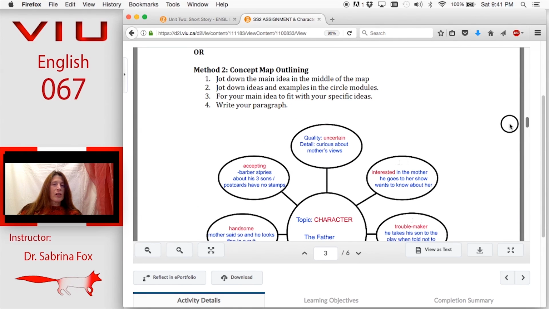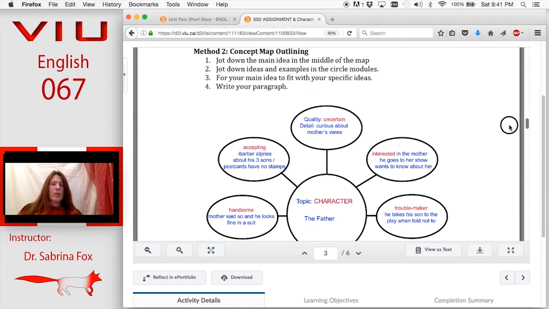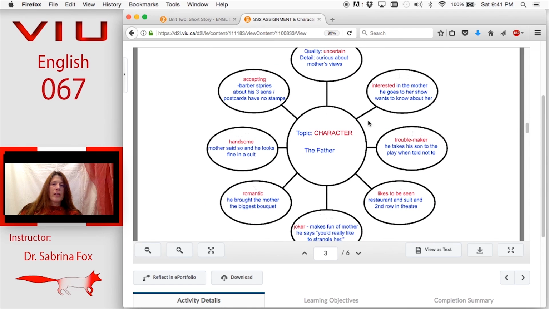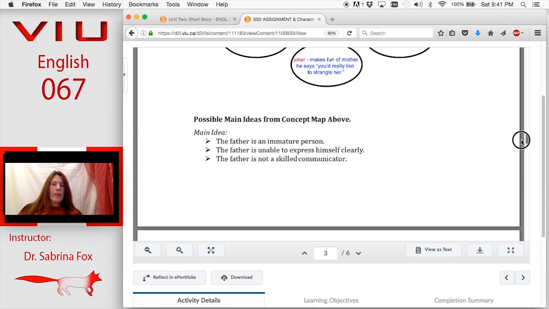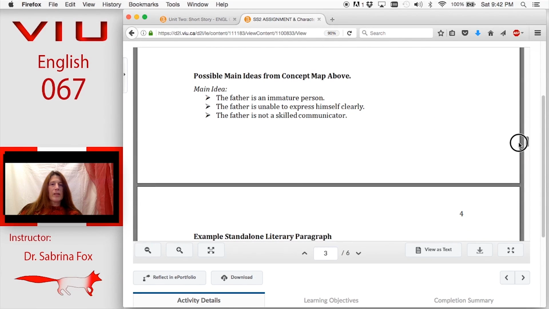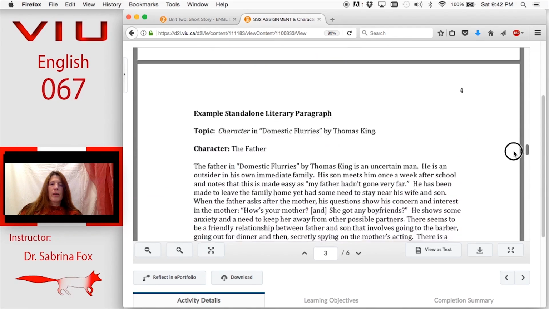So that's the traditional outlining organization, but you might also use concept mapping, and some people really enjoy it. So basically in the center of the concept map you have the character, and then you write details about that character around it. So for example, you might say the character is accepting, and you still need to prove it, you still need to find details, and you add those on there as well. Then from here, you think about some more main ideas and what you like the best. He's immature, he can't express himself, he's not skilled, and pick which you can support the best.